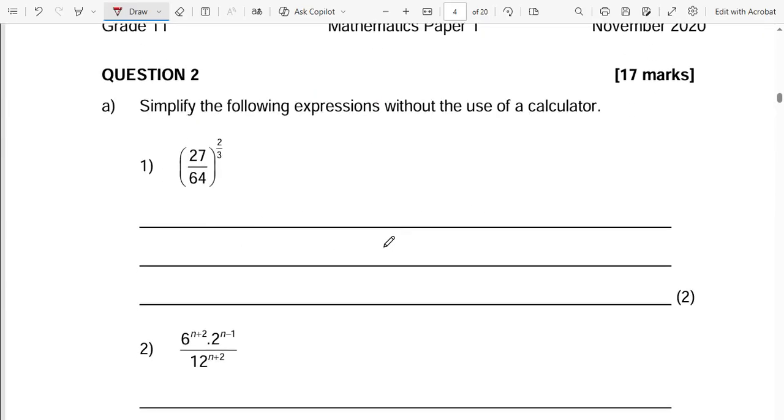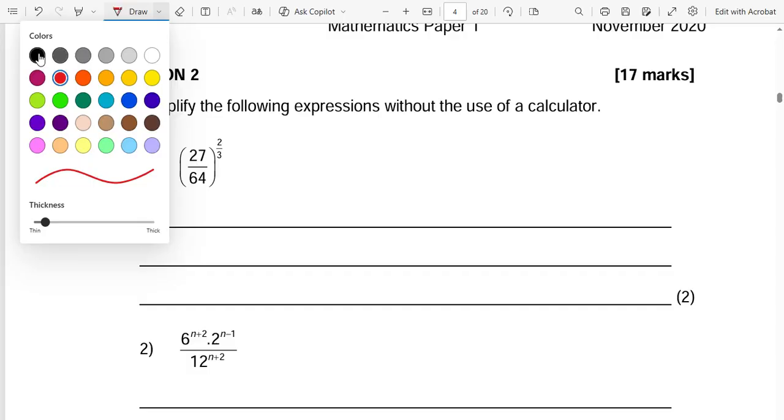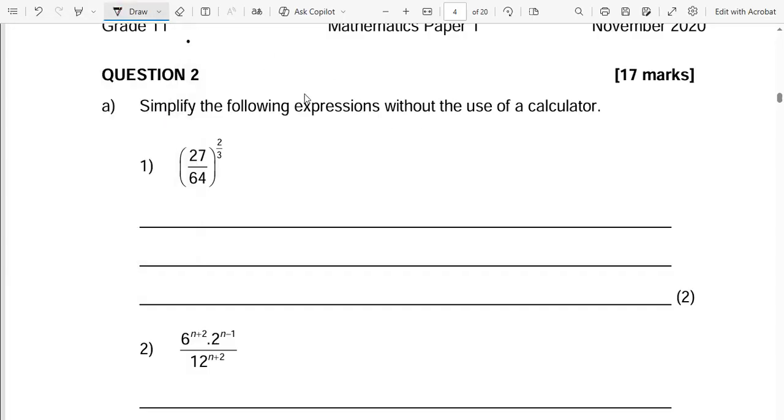Okay, let's look at question 2. We're going to simplify the following expression without the use of a calculator. I'm going to give you a nice tip. When you are given this type of question, just know that these 2 numbers inside will always have an exponent that will cancel the 3 on the bottom.